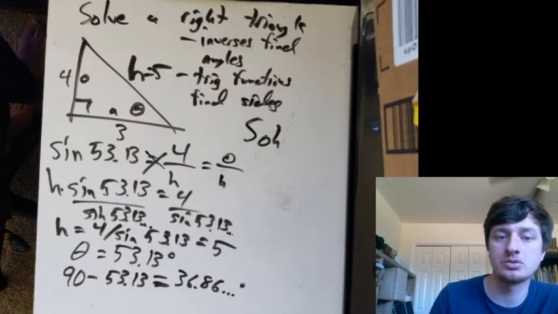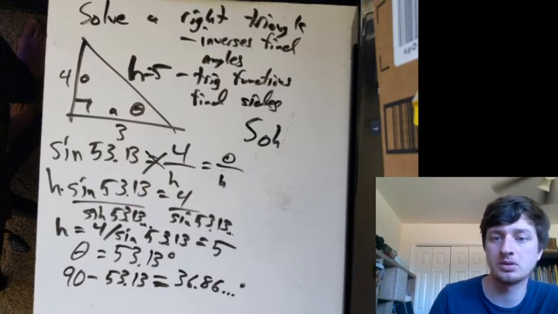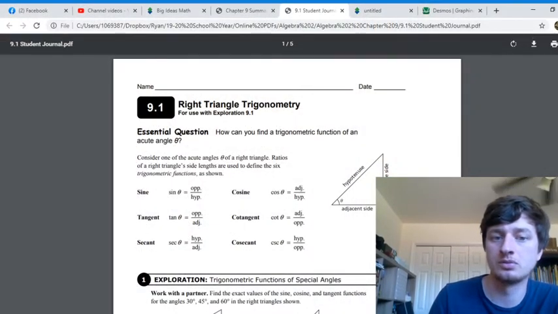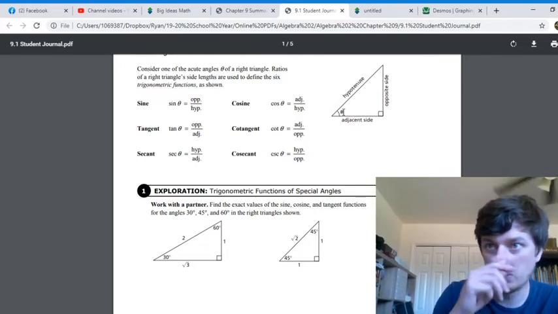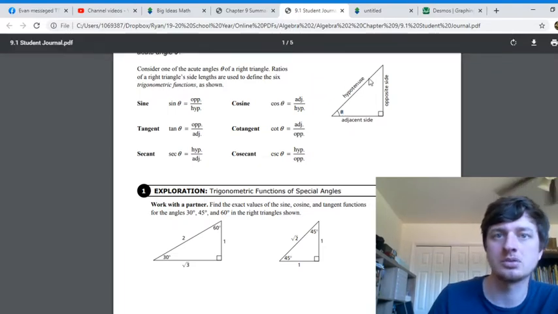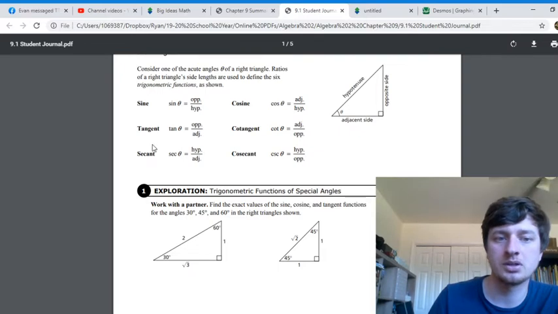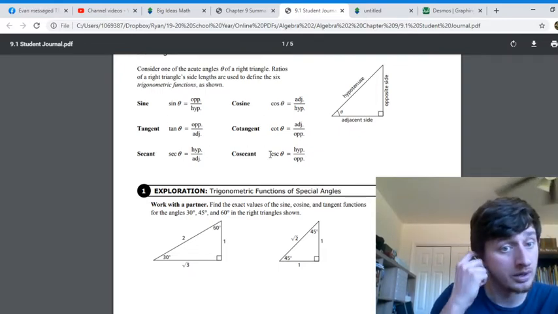The student journal is super helpful for this section because if you look at the student journal, it's got this picture nicely labeled with the degree, the theta. It's got the adjacent side, the opposite side, the hypotenuse, and that's all relative to the theta here. You can't use the 90, the hypotenuse is always the side across from the right angle. And then it talks about what sine, cosine, tangent, secant, cotangent, all those things are.